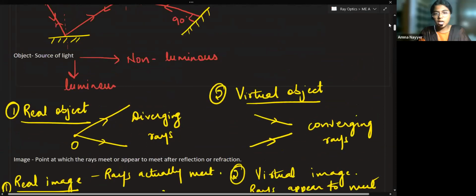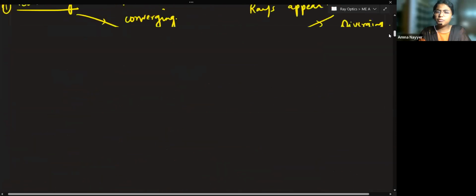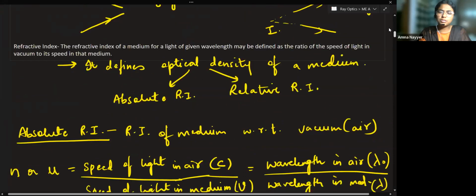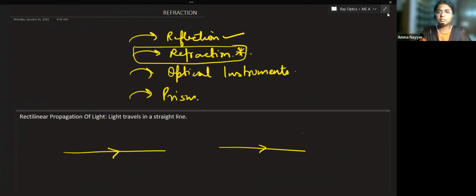We have to start with refraction. But before we start with refraction, just write down these initial points of introduction.